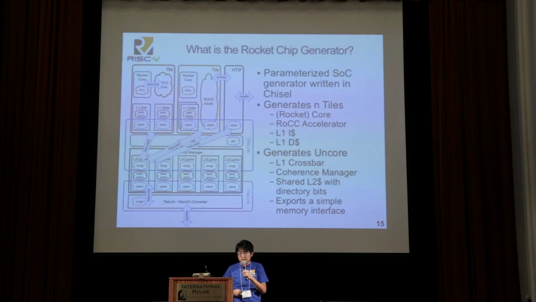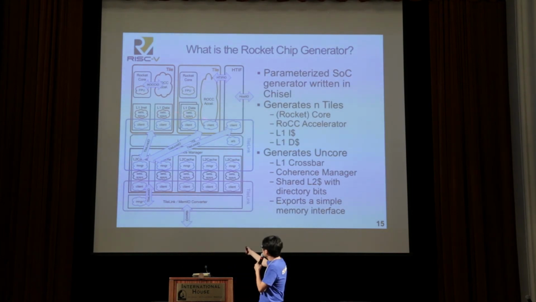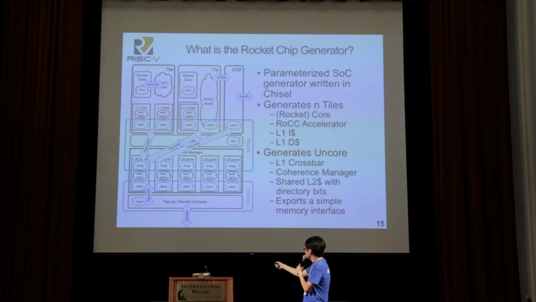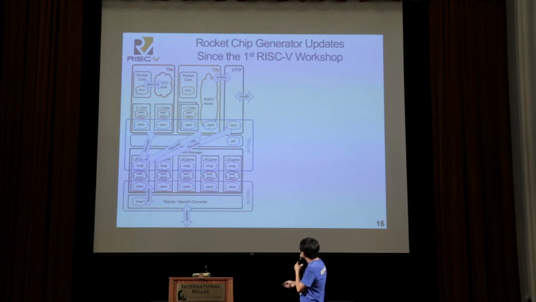So I'm going to switch gears a little bit. Does everyone know what the RocketShip Generator is? Really briefly, it's a parameterized SoC generator written in Chisel. It can generate an arbitrary number of tiles with Rocket cores, floating point units, and L1 caches, and it can also generate the uncore, which is a banked L2 cache, where each bank is a coherence master point, so all the memory accesses coming out of the tiles are kept coherent, things like that.